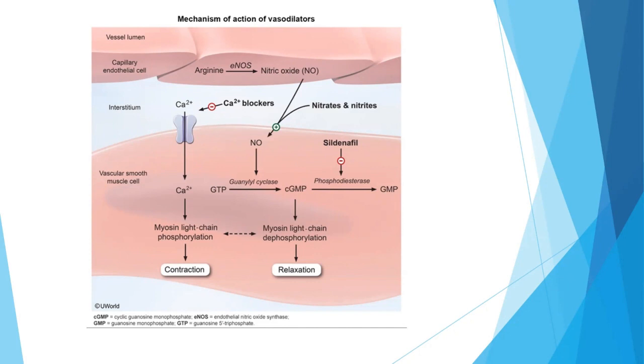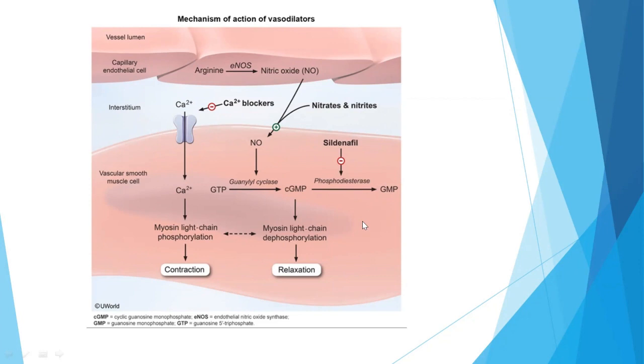This cGMP is metabolized by phosphodiesterase into GMP. So if by any means we can block this phosphodiesterase, there will be an increased concentration of cGMP and prolonged relaxation, and that is done by sildenafil. So we have calcium channel blockers, nitrates, and sildenafil.